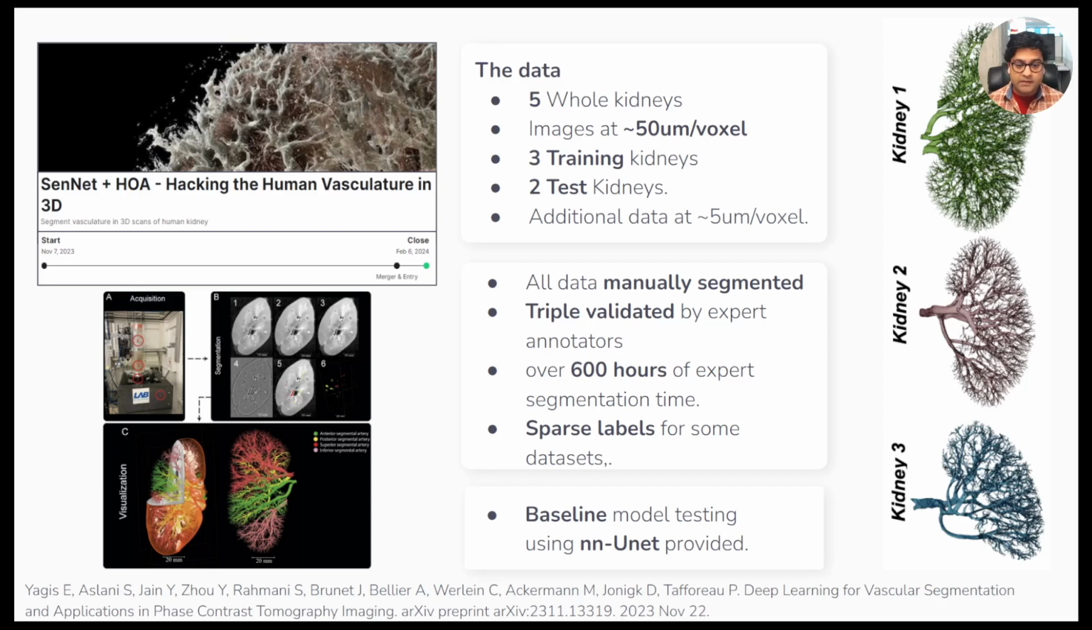We also provided some sparse labels for some of the data sets, and we also provided a baseline model using the nnU-Net.